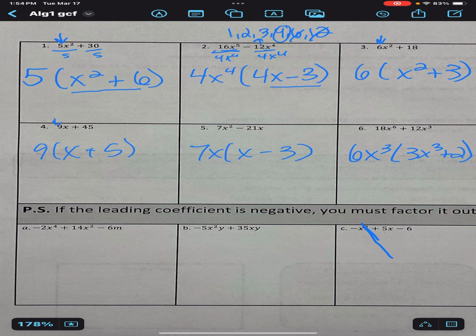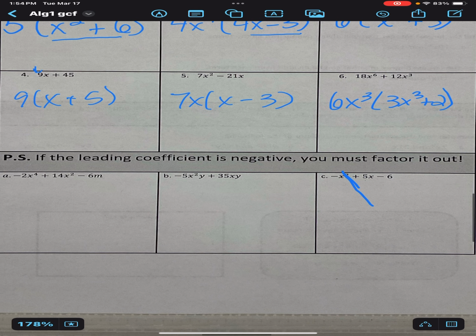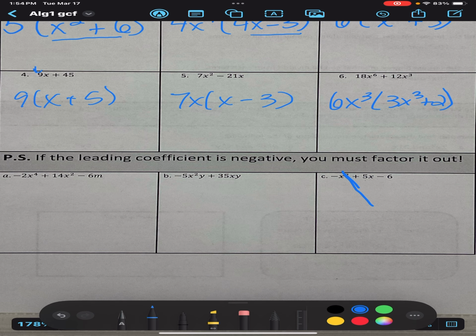For this next part, it says PS. If the leading coefficient is negative, you must factor it out. Technically, will bad things happen to you if you do not factor out? No, but you might get the problem wrong in the future, so it's best just to follow the advice. Factor it out, get rid of the negative.